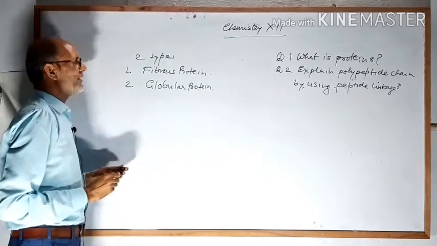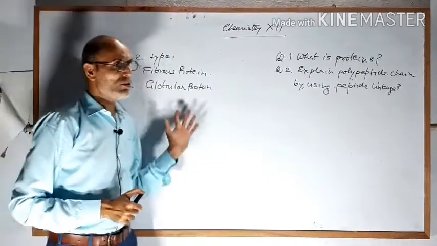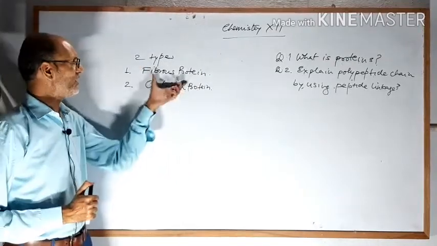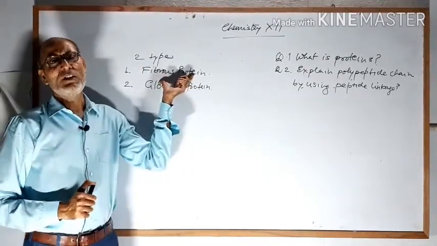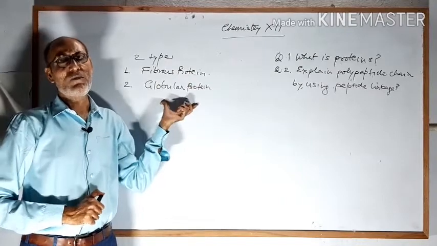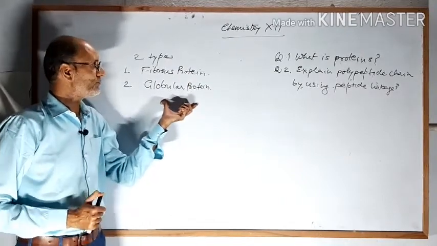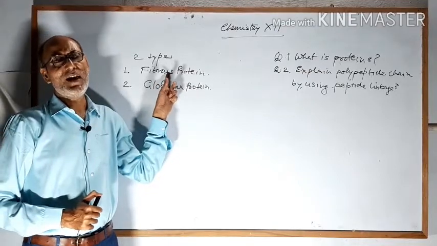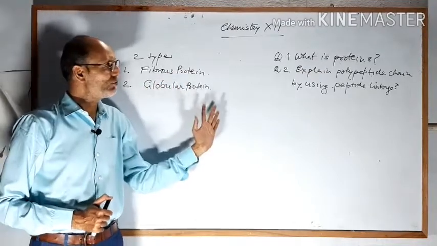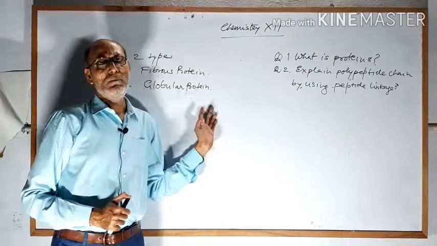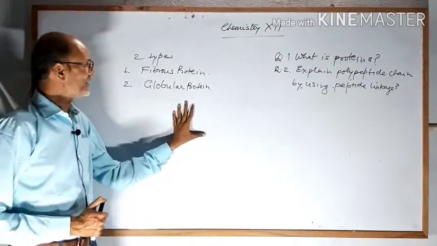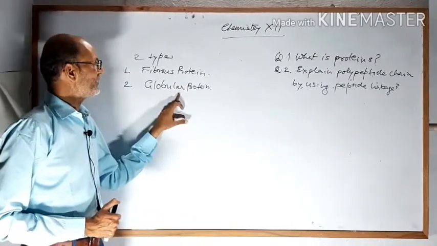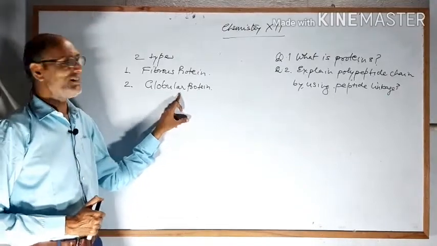So students, what is the meaning of fibrous protein and globular protein? These are the combination of a large number of amino acids. This is also the combination of a large number of amino acids. Both are polypeptides. That means both contain a large number of amino acids connected through the peptide linkage. But what is the difference between them and what is the importance of this?